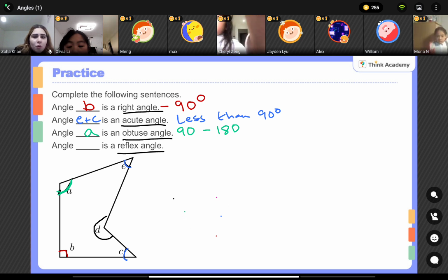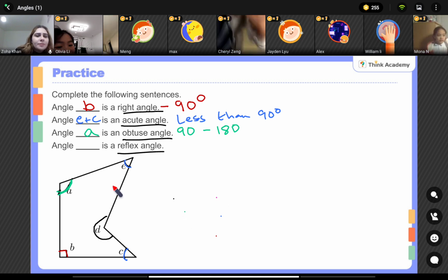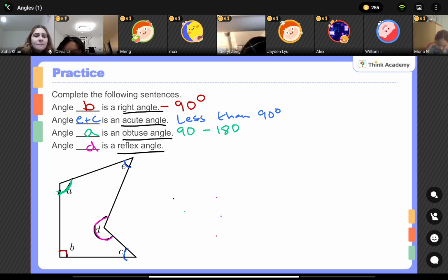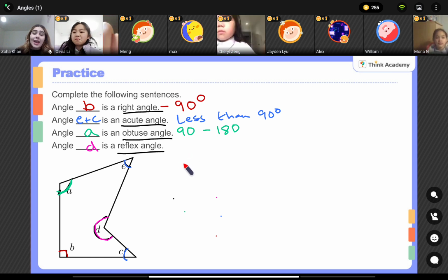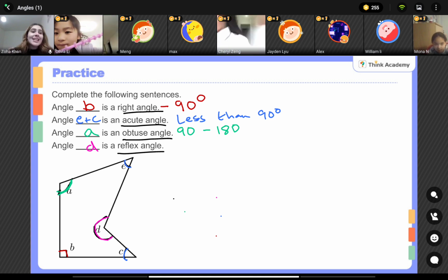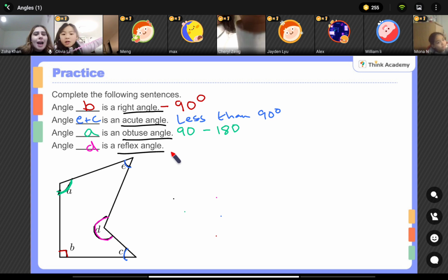Zemo, which one is the reflex angle? D. Good. D. And how did you know it was D? Yeah, Zemo? It's the only one left. Right. Okay. Good point. But why? Can you tell me why? How did you know? So let's say we were finding out what the reflex angle was first, not last. How did you know it was D?